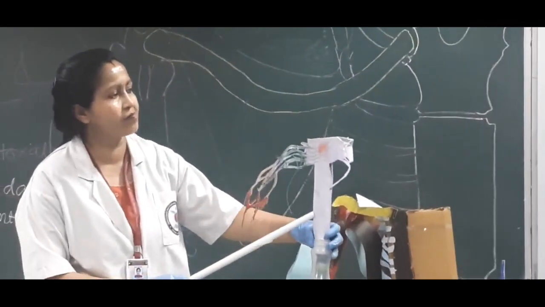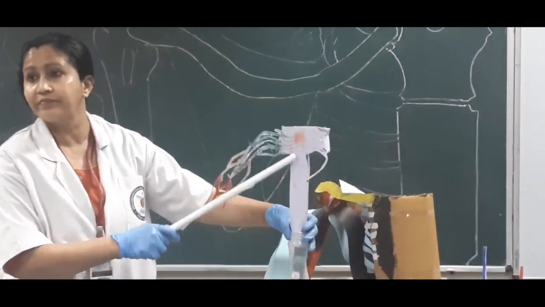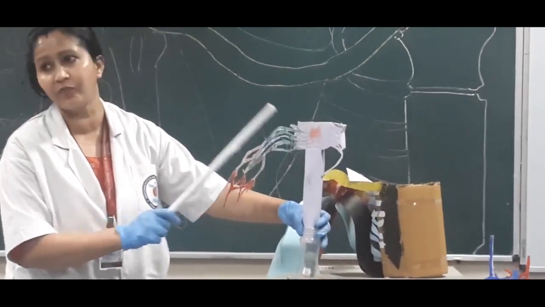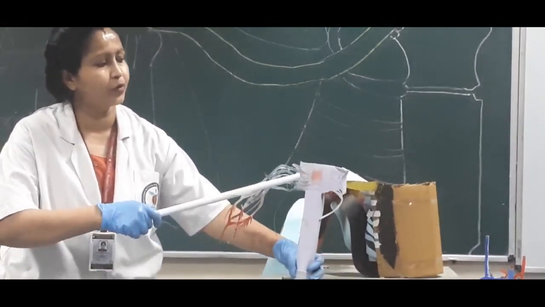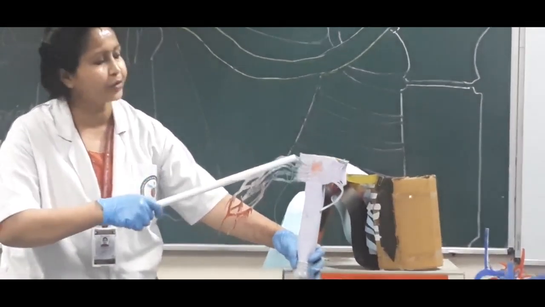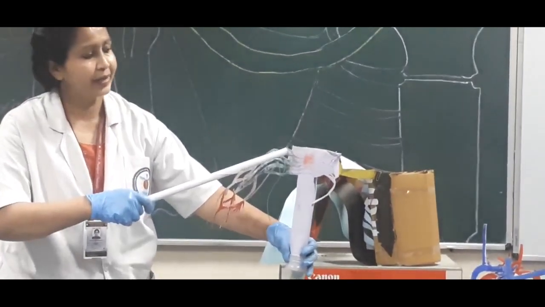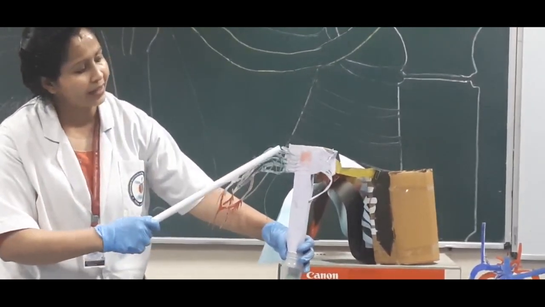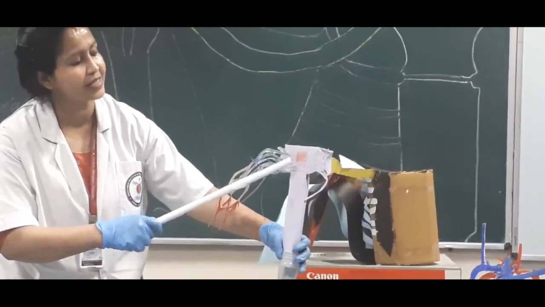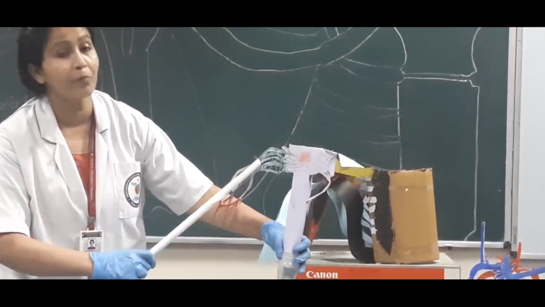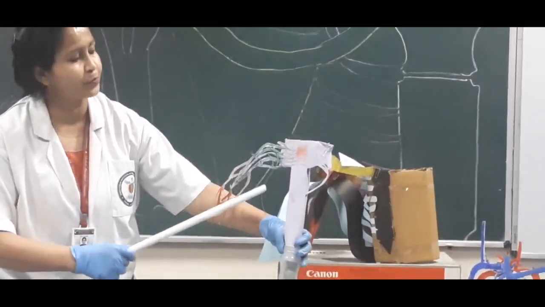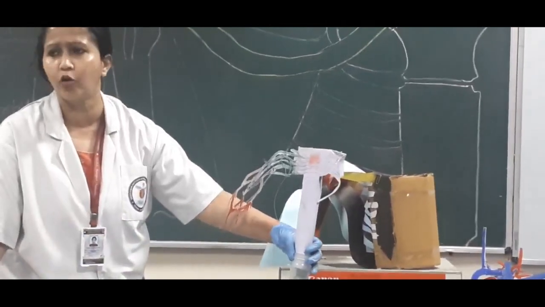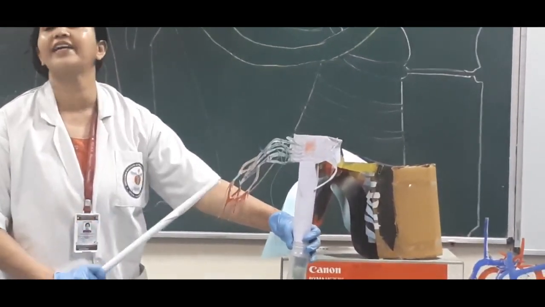Brachial plexus. This is a spinal cord. C5, C6, C7, C8, T1. Ventral root, dorsal root. Unite to form a spinal nerve. Then divide into ventral rami and the dorsal rami. Ventral rami of C5, C6, C7, C8, T1, they unite to form a plexus, which is given responsibility to supply the arm. That arm, that is upper limb, whole of the upper limb, that is called the brachial plexus.